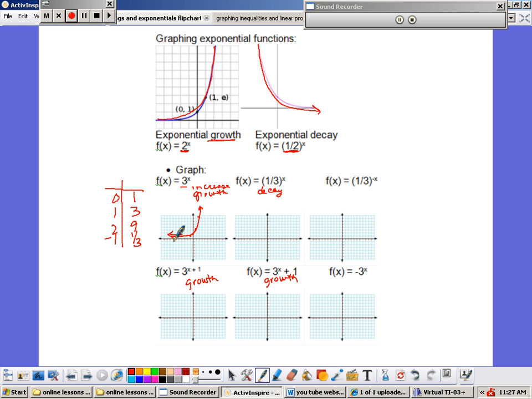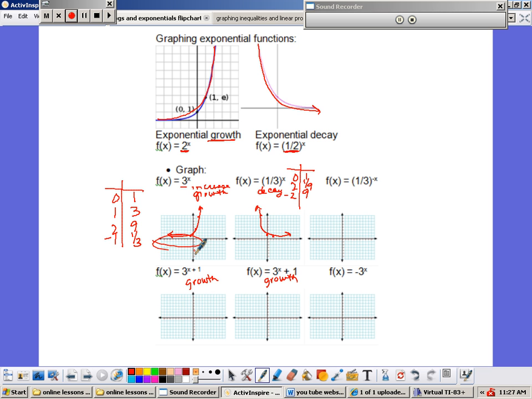I can do the same thing with the 1/3. If I put 0 in, it's 1. If I put 2 in it, 1/3 squared is 1/9. If I put -2 in it, I flip that and it's 9. So see what I get on here. 0, 1; 2, 1/9. I don't know if I can get it that close; and -2, 9. And as you can see, it's a decay.